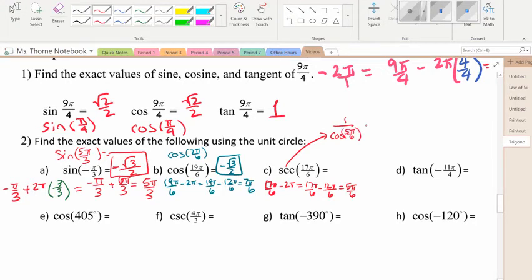So if I know the cosine is 5 pi over 6, I have to find that value. So we have to think, where is the cosine of 5 pi over 6? 5 pi over 6 is in quadrant 2. The cosine is the x-coordinate, so negative root 3 over 2.